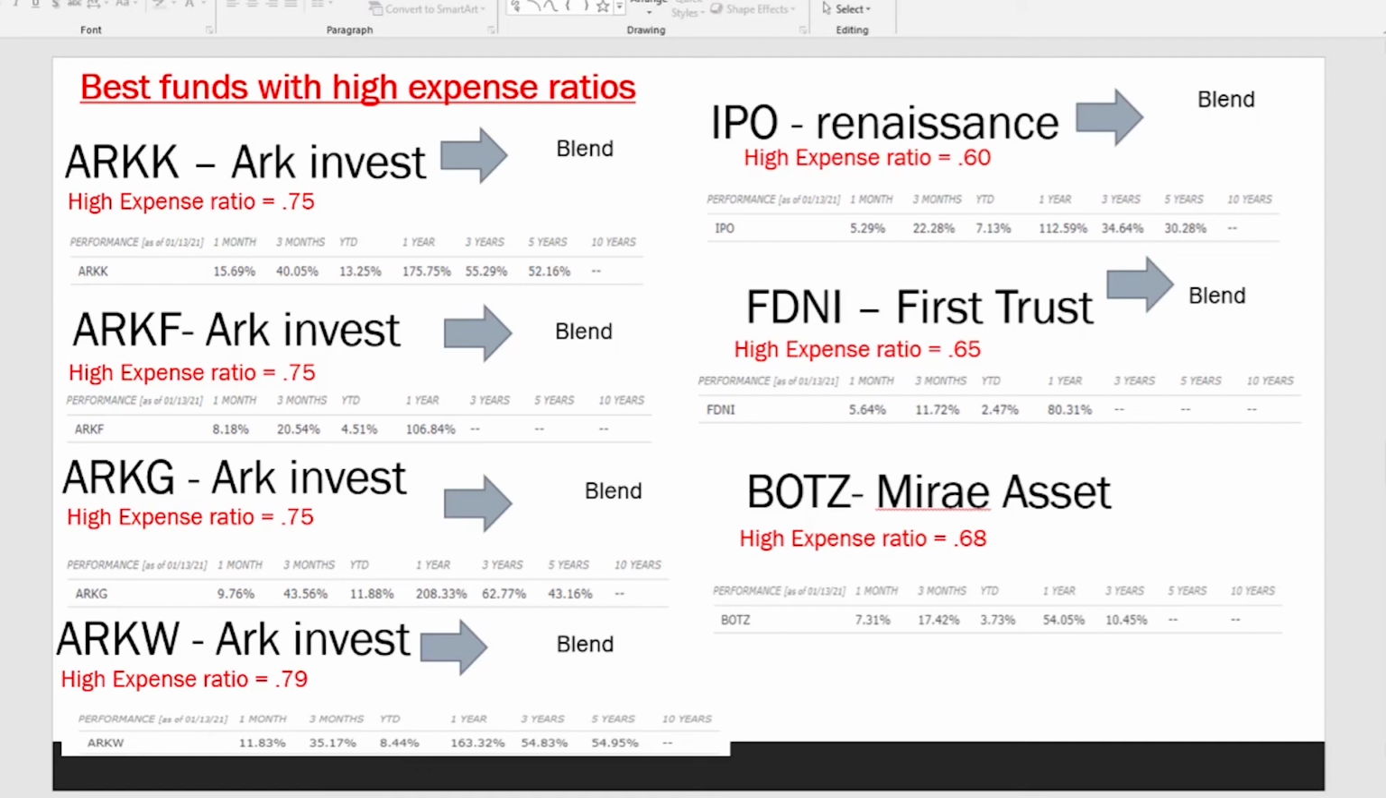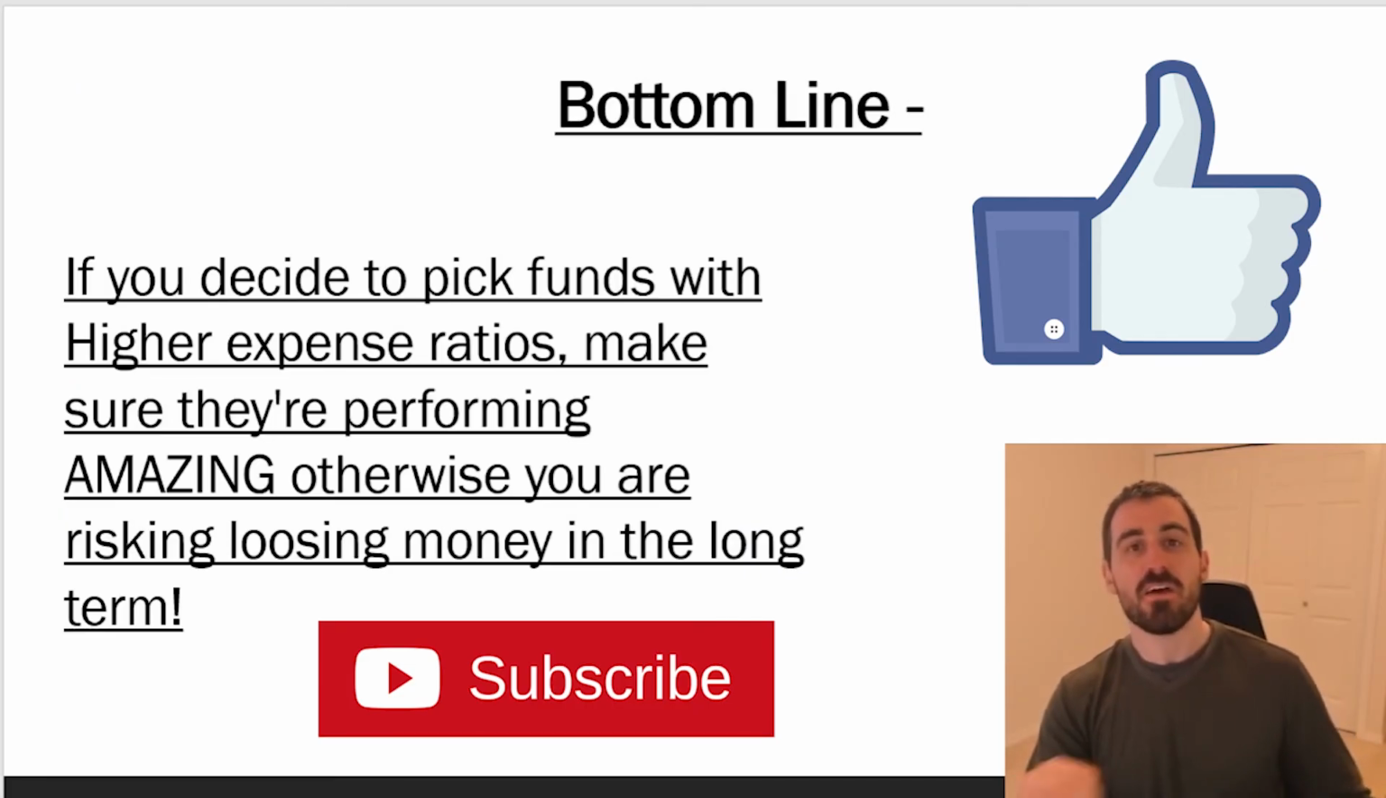So, and then there's a few new ones, IPO, VDNI, and bots. So these are kind of looking into more artificial intelligence, more EVs, just exciting new things that are happening, and they've been performing really great. So check them out, see what you think. Of course, I'm not a financial advisor. These are just some ETFs that I found. Of course, do your own research and just make sure you've done your due diligence before investing in anything like this.